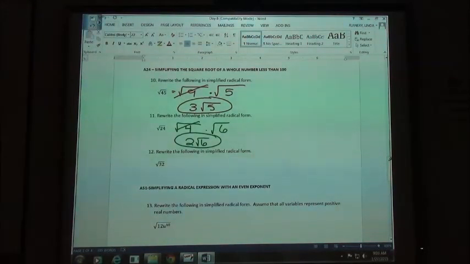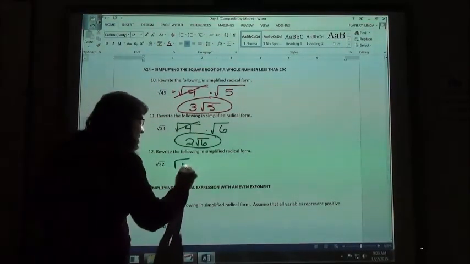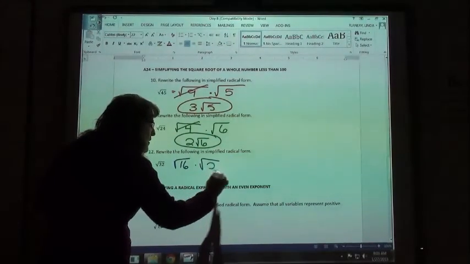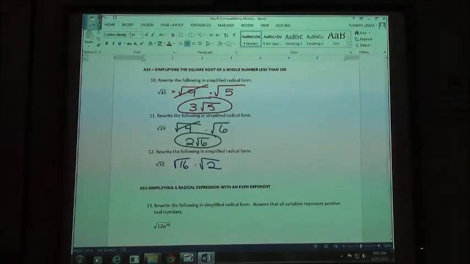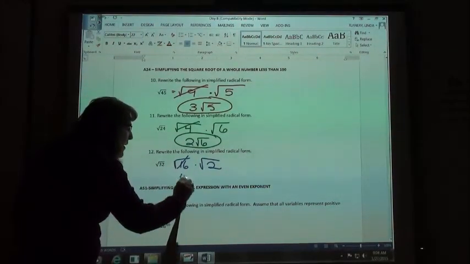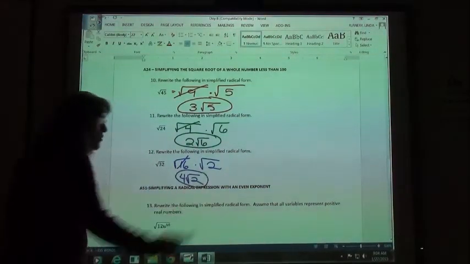So here's what I'm thinking. 36 is too big. Does 25 divide evenly into 32? No. Does 16? Yep. There's the number I want to use. So I'm going to say that it is 16 times 2 to get 32. And the square root of 16 is 4. So I get 4 square root of 2 for my answer.